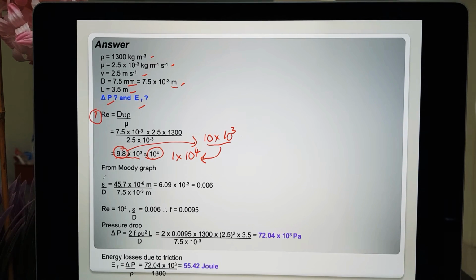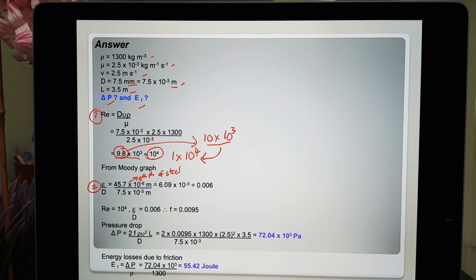And then after that, you need to calculate the second step. You need to calculate the relative roughness. This one is epsilon over d. The epsilon is 45.7 times 10 to the power of -6. This one you get from the graph for the steel.